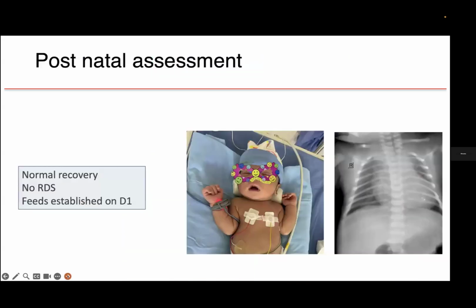We followed up this baby for future development of re-aortic stenosis or ventricular dysfunction, but this child did extremely well, was delivered normally at term, and did not require any respiratory support. On X-ray, you can see that the device is in position.